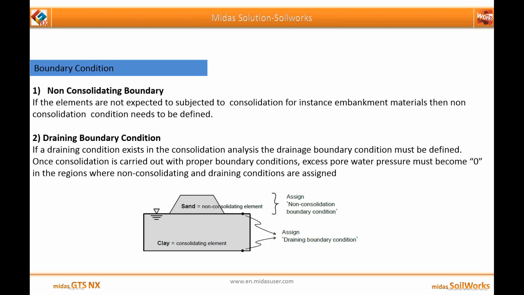Non-consolidating boundary: if the elements are not expected to be subject to consolidation, for instance embankment materials, then you have to assign them the non-consolidation condition. Second is the draining boundary condition. If a draining condition exists in the consolidation analysis, the drainage condition must be followed. Once consolidation is carried out with proper boundary conditions, excess pore water pressure must become zero in the region where the non-consolidating and the drainage condition are assigned.